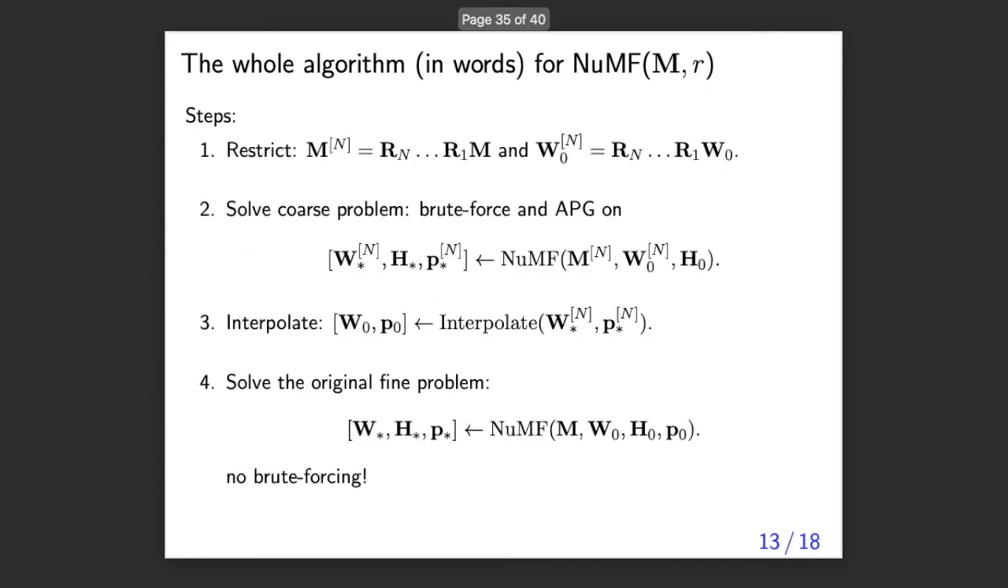So now this is the whole algorithm. Very simple. You first compress the data by doing restriction, then you solve the coarse problem using brute force. Because this is a smaller sized problem, brute force is okay. Then you interpolate the solution on the coarse level back to the original problem, and now you have this P0, so you don't need to do brute force on the original fine level. In this case, solving this will be very fast.